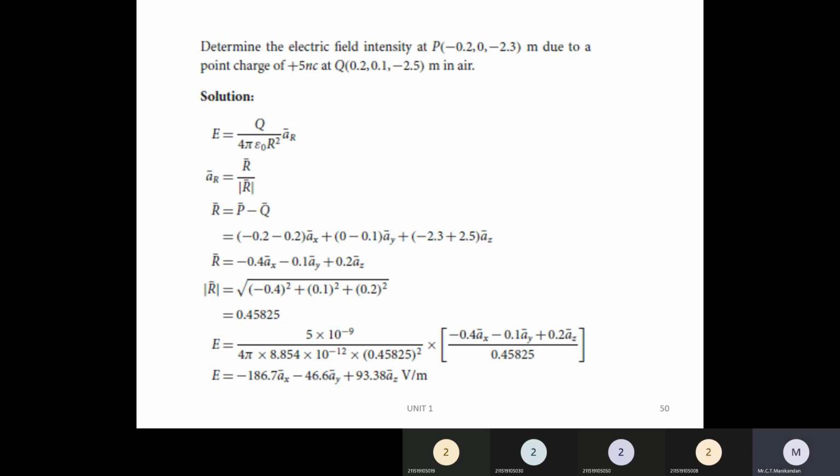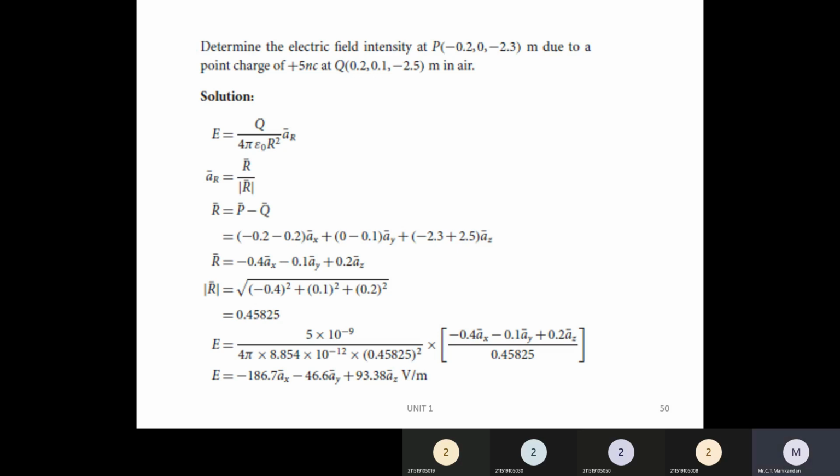Here AR vector equals R vector divided by modulus of R vector. You know about that one. From P point minus Q point will give you the R vector. Then if you take the modulus, you will get the modulus of R vector. So the total electric field will be Q divided by 4 pi epsilon naught R square into AR vector.